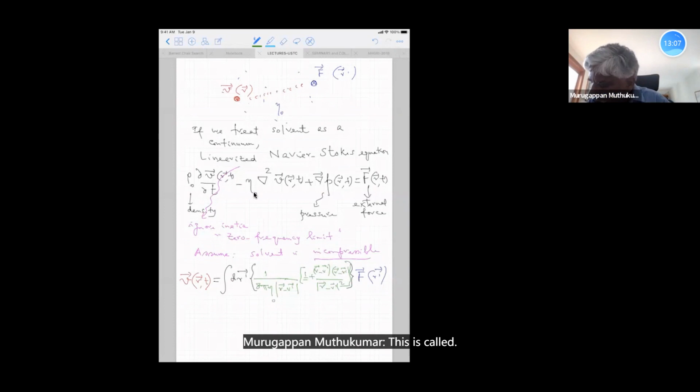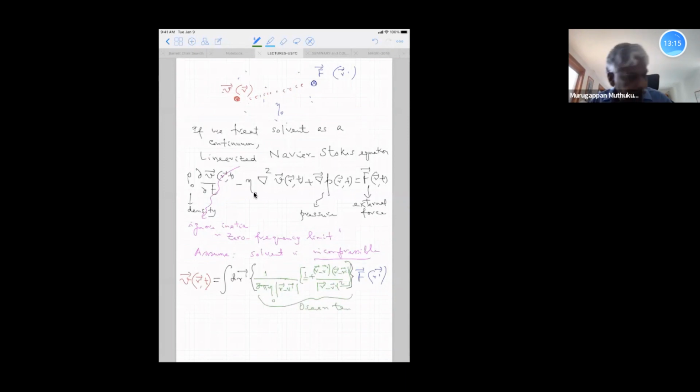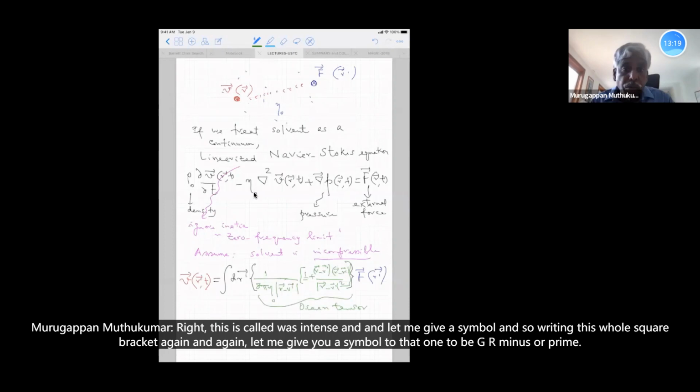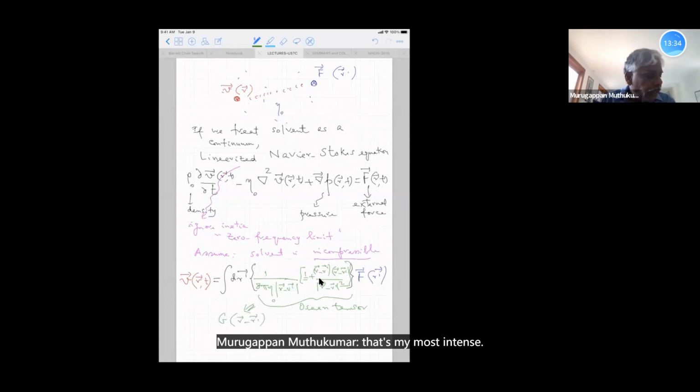This is called the Rouse tensor. Instead of writing this whole square bracket again and again, let me give it a symbol: G of R minus R prime. That's my Rouse tensor.